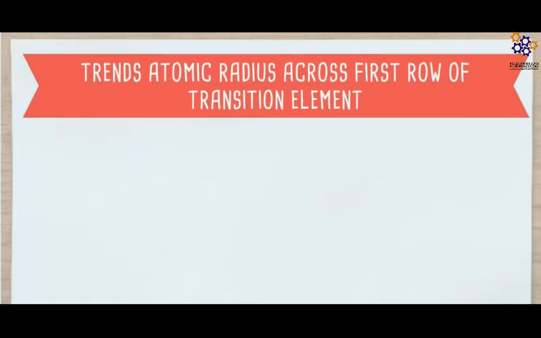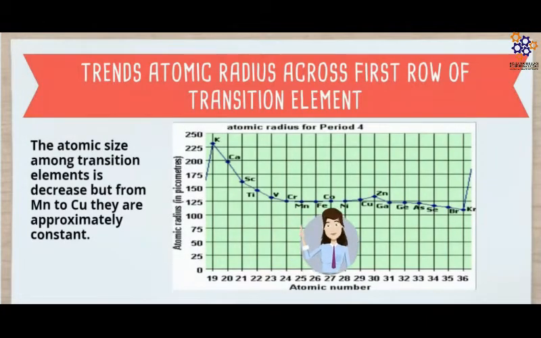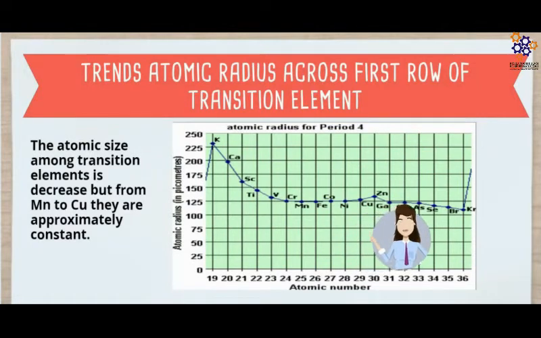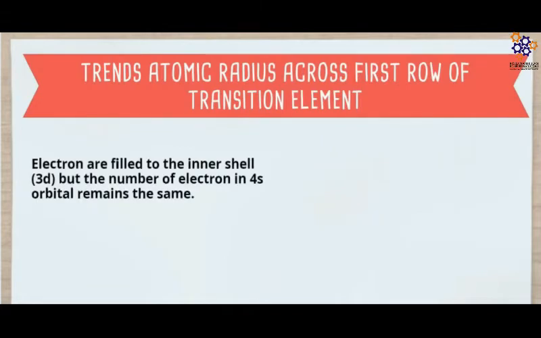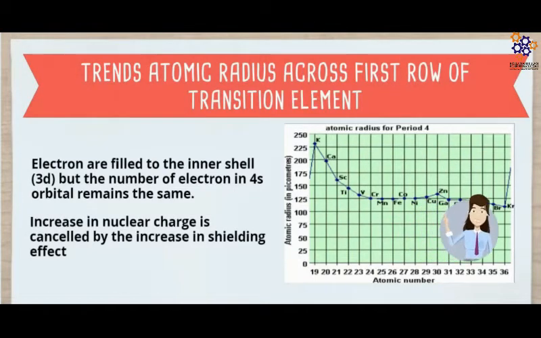Trend in atomic radius across the first row of transition elements. The atomic size among transition elements decreases, but from manganese to copper, it is approximately constant. This is due to electrons being filled into the inner shell, 3d, but the number of electrons in the 4s orbital remains the same. The increase in nuclear charge is cancelled by the increase in shielding effect. Therefore, radius is not significantly changed.